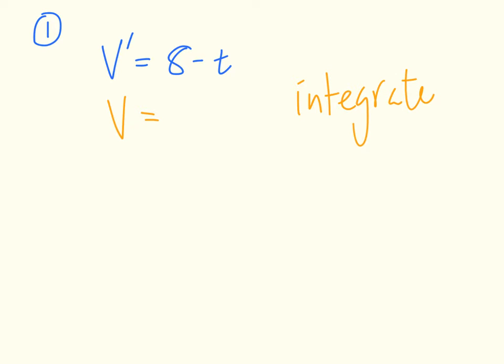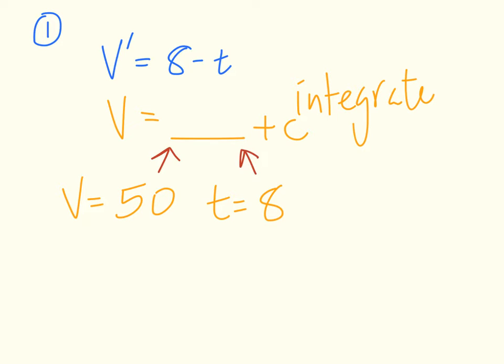Now once we've integrated, we're going to end up with a plus C. How do we find the value of C? We put in the initial conditions. And the initial conditions are that the volume lost is 50 when T equals 8. So if you plug these back into that formula, then you can work out what the value of C is.